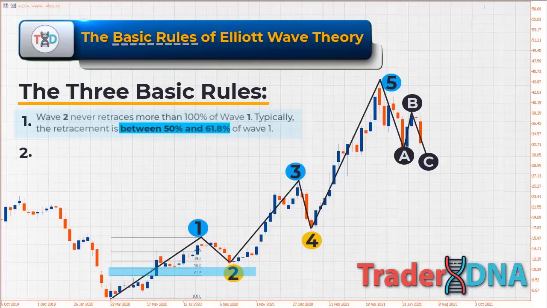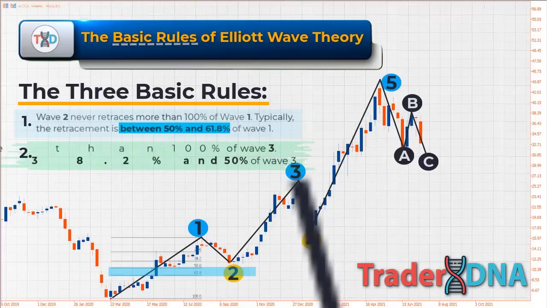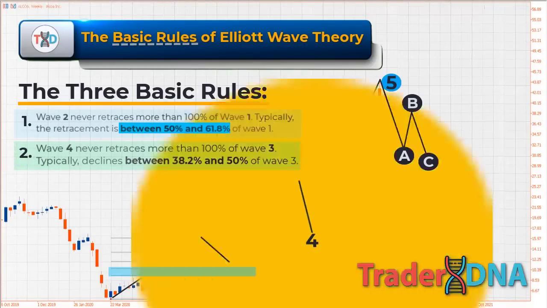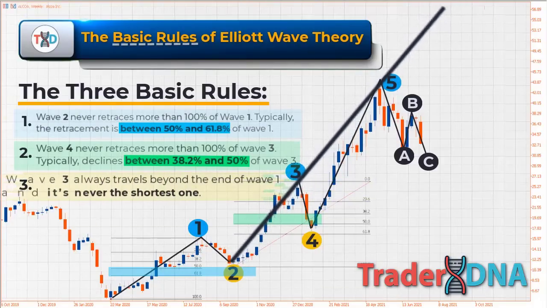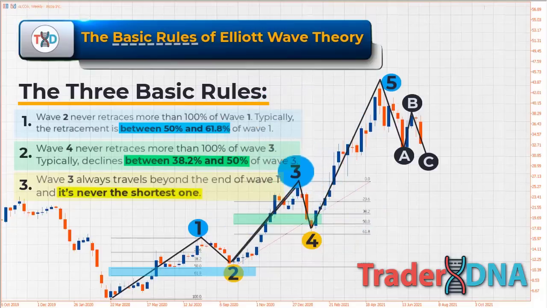Rule number 2. Wave 4 never retraces more than 100% of wave 3. Typically, it declines between 38.2% and 50% of wave 3. Rule number 3. Wave 3 always travels beyond the end of wave 1, and it's never the shortest one. Wave 3 will normally extend 161.8% of wave 1.